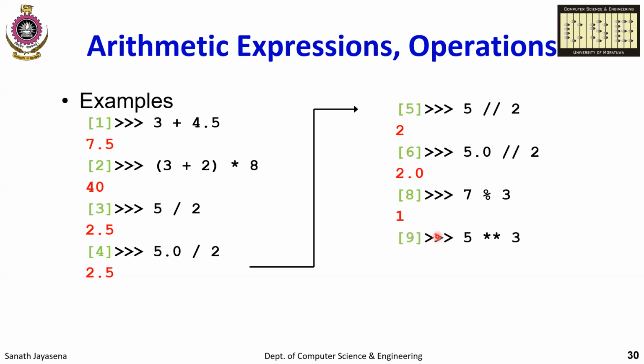And what does this mean? 5 ** 3. So just a single star is multiplication, but if you add 2 stars together, it means exponentiation. So basically this means 5 to the power 3, right? 5 to the power 3 is 125, all right? Okay.